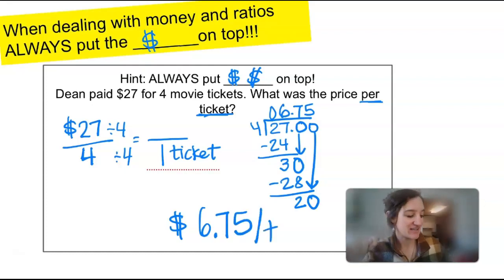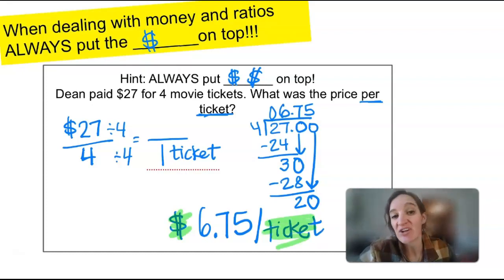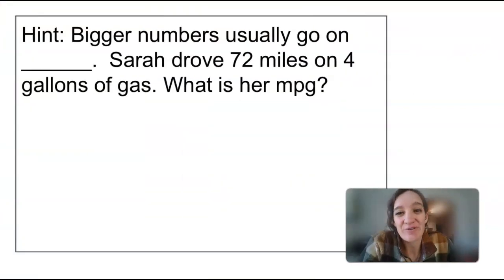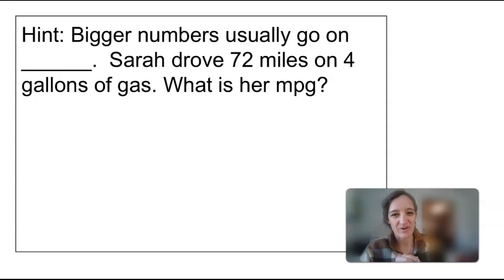Per ticket. Now it's the unit rate because I have 2 labels. I have the dollar and I have the ticket. So if I spent $27 on 4 tickets, that means each ticket was $6.75. All right, here's another hint for you. Usually the number on top is the bigger number. That way, to get it down to just 1, it's easier with the smaller number on bottom, correct? So bigger number goes on top.